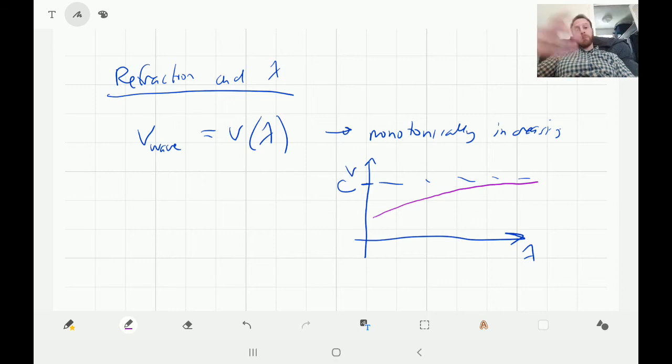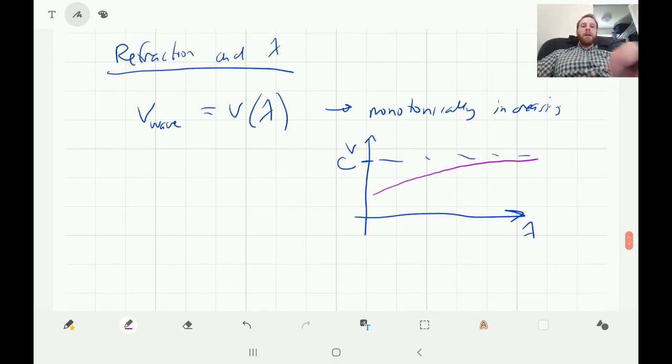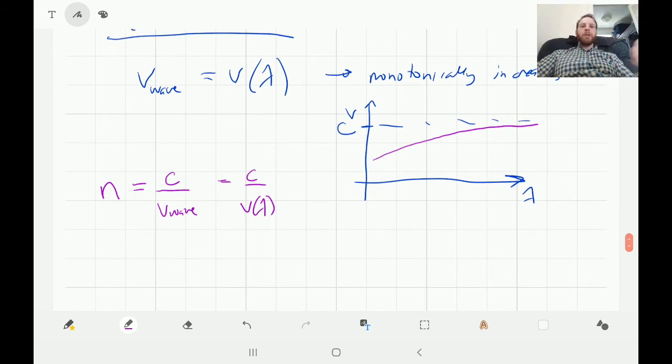What that means is that the index of refraction, n, which remember is defined as the speed of light divided by the wave speed, is also a function of lambda. It depends on c divided by v as a function of lambda. Since v continually goes up with lambda and it shows up in the denominator, the consequence is that n is monotonically decreasing with lambda.